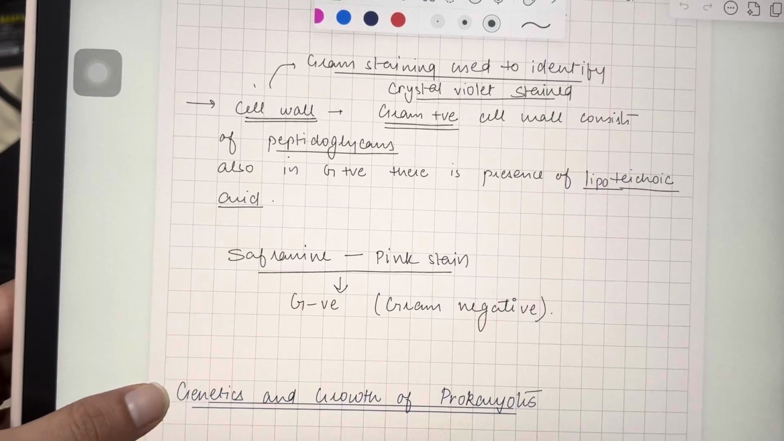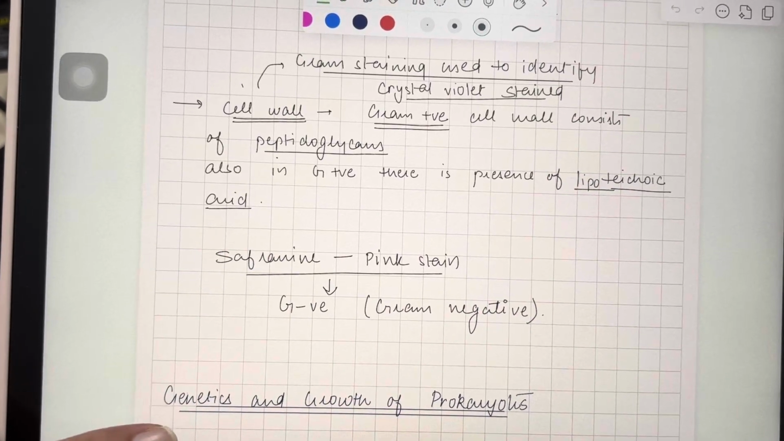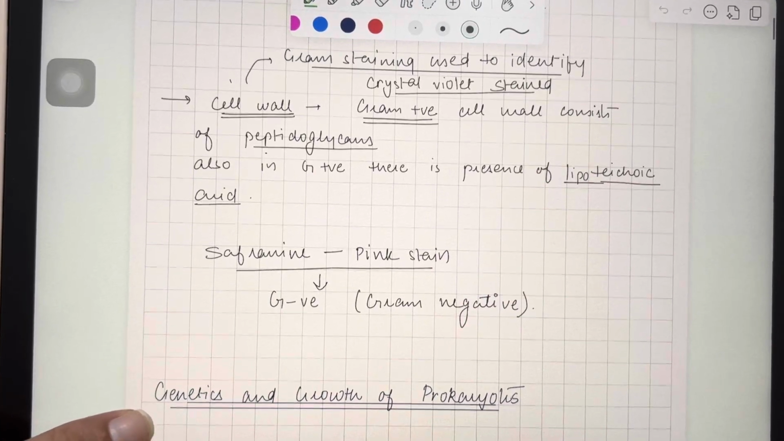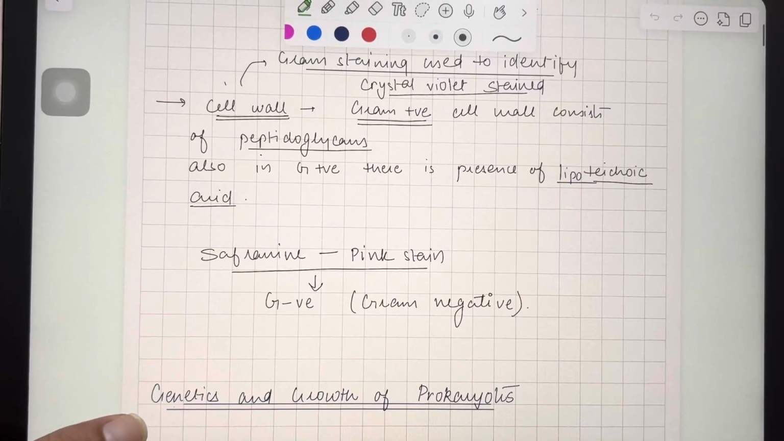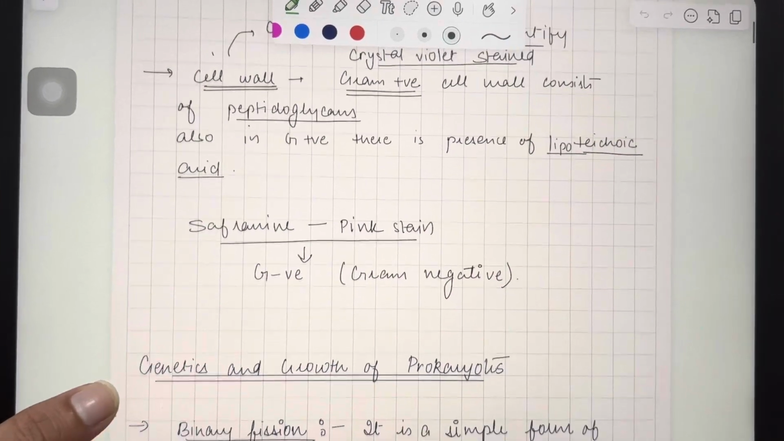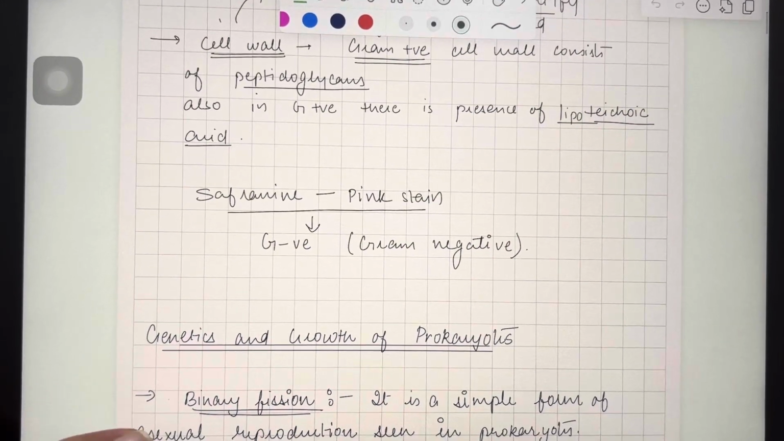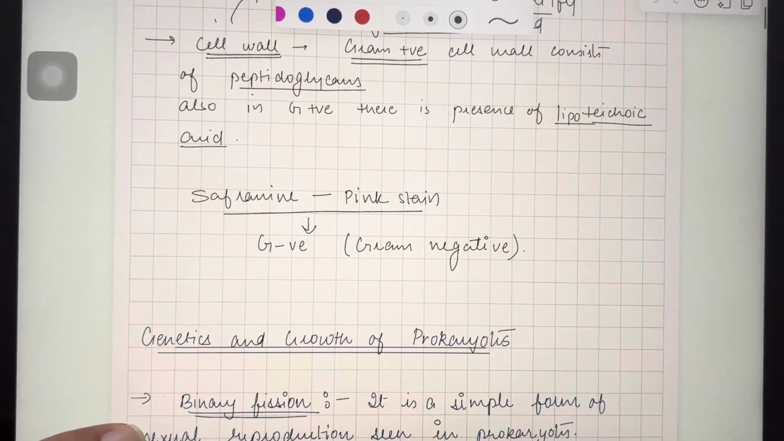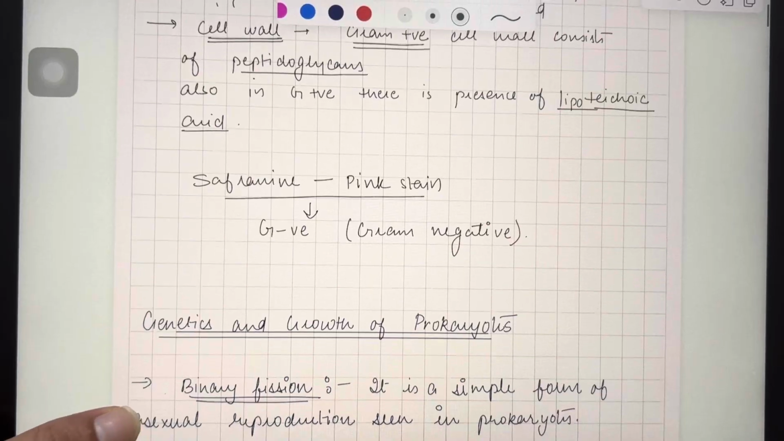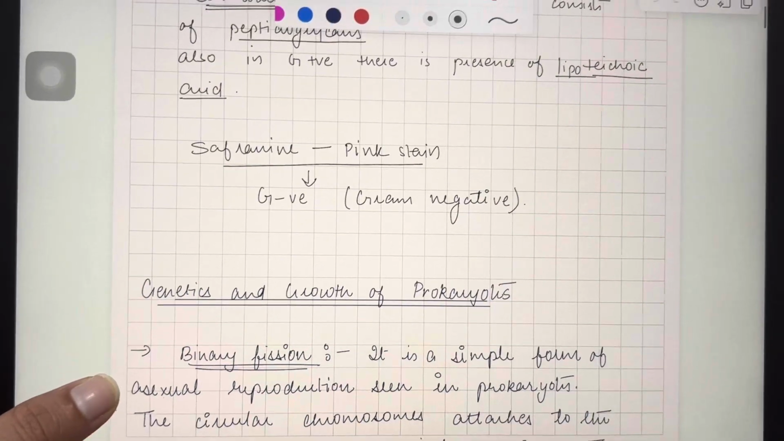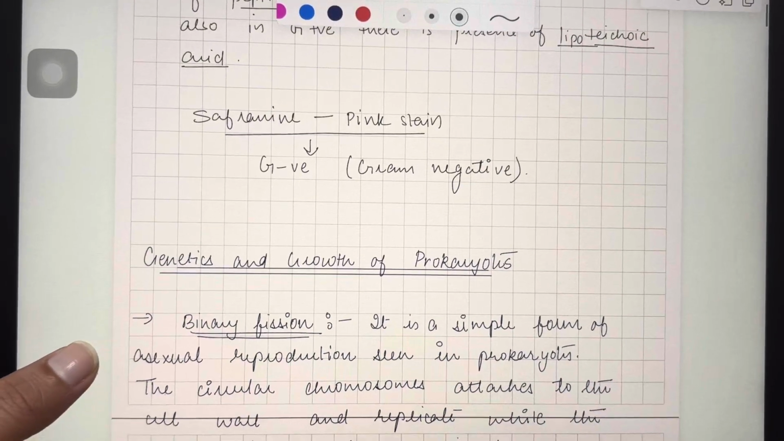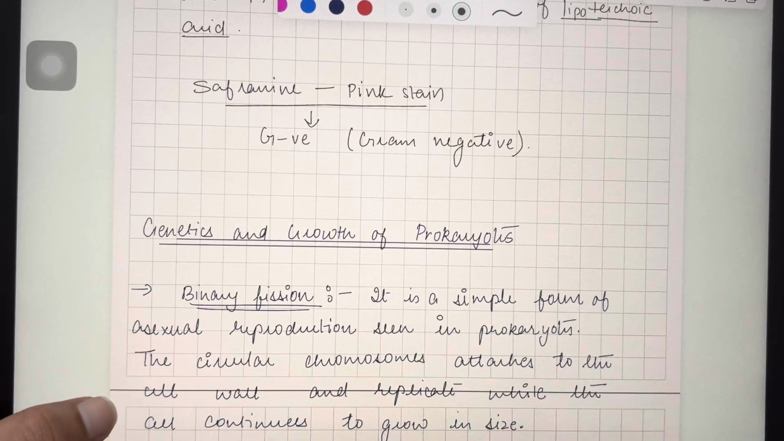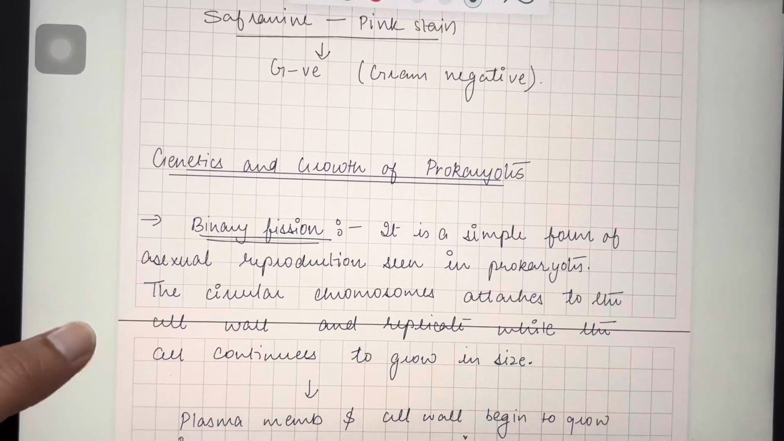Then comes the Gram staining, which uses crystal violet. The cell wall which is gram positive consists of peptidoglycans and has the presence of lipoteichoic acid. It is much darker after the staining, so it is mostly dark purple. The second one is gram negative. After the staining, it stays pink. The pink stain is from the safranin.